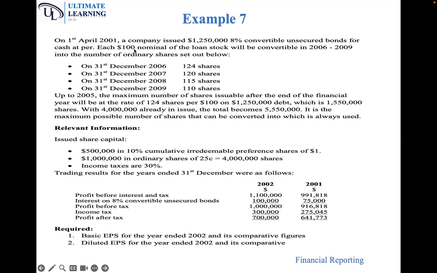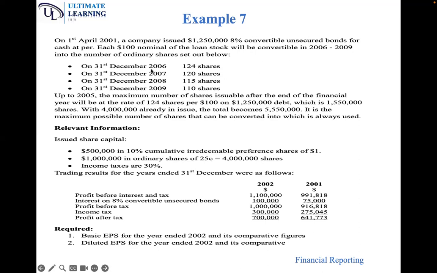Each $100 nominal of the loan stock will be convertible between the year 2006 and 2009 into a number of ordinary shares. What do we mean by that? For this 1,250,000, it is divided into $100 each. So we are being told for every $100 of the loan stock or convertible bond, it will be converted into ordinary shares as follows.